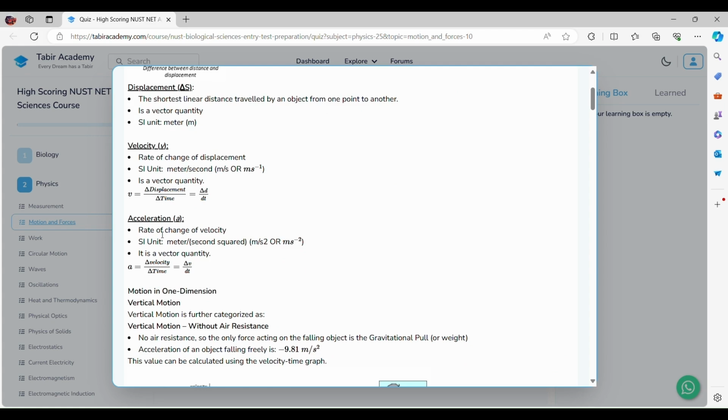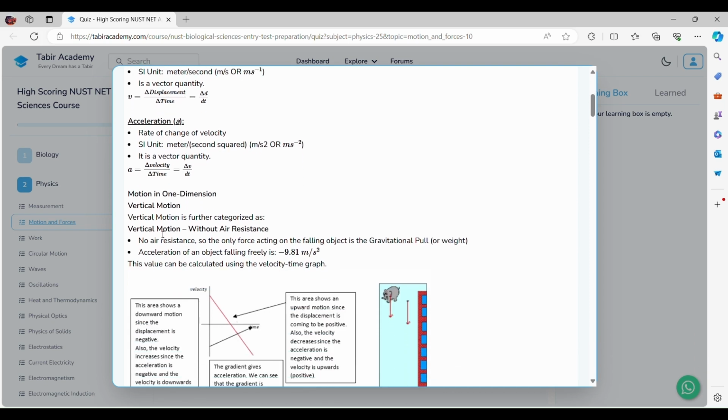Acceleration is the rate of change of velocity. इसका ऐसा unit होता है meters per second square. ये एक vector quantity है as it has magnitude and direction. The formula for acceleration is change in velocity over change in time.